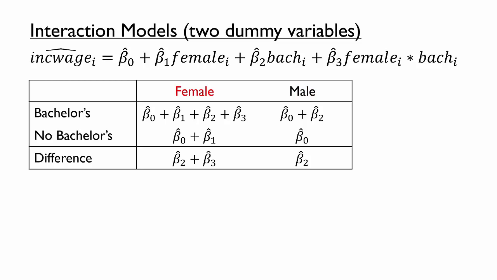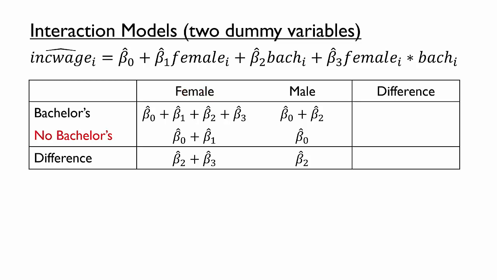Next, note that we could also examine differences in the other direction. Among those without a bachelor's degree, the difference in predicted income between women and men is beta 1 hat. In other words, beta 1 hat tells us the gender pay gap among those with a high school education. The analogous gender gap for those with a bachelor's degree is beta 1 hat plus beta 3 hat.